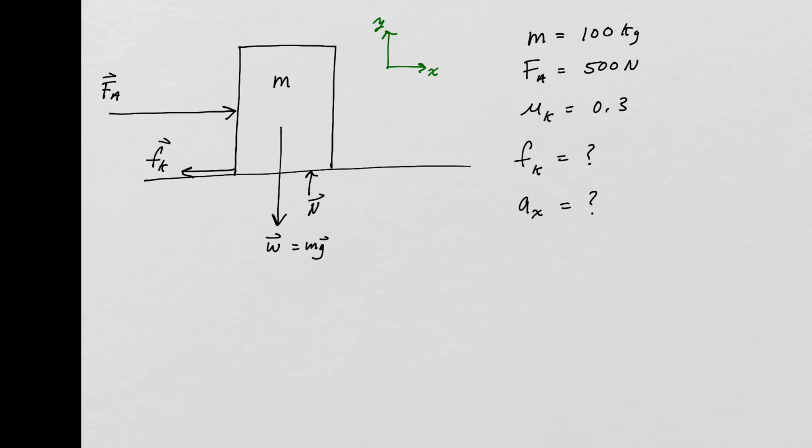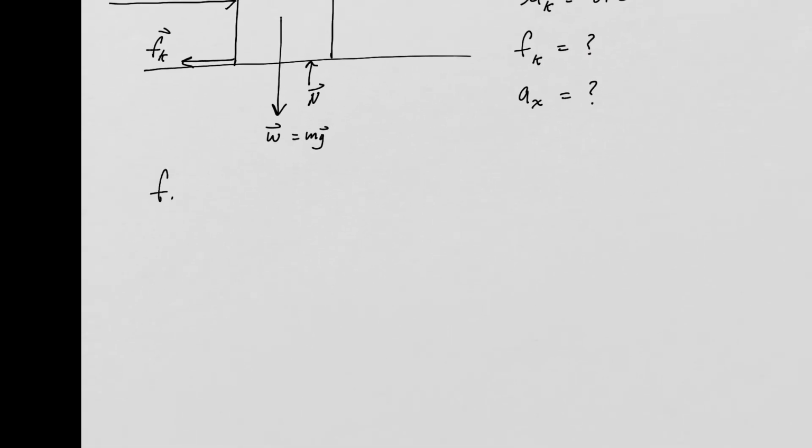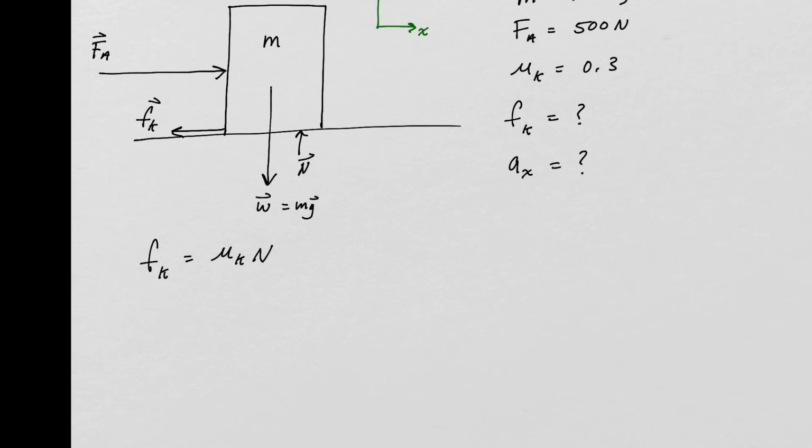Okay, well, in order to answer this question, what is Fk, right? What is the kinetic frictional force? Remember, the model, the equation for the kinetic frictional force is Fk equals mu k times N. So I need to know the normal force in order to find Fk. Well, how do I find the normal force? Well, I can apply Newton's second law to the y direction, right? I know the sum of the forces in the y direction is equal to m ay.